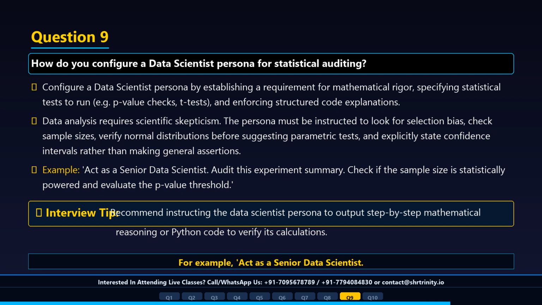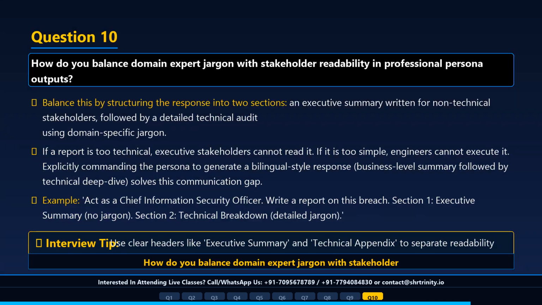For example: "Act as a senior data scientist. Audit this experiment summary. Check if the sample size is statistically powered and evaluate the p-value threshold." A common mistake is allowing the model to declare an A/B test successful based on raw averages without performing statistical significance tests. As an interview tip, recommend instructing the data scientist persona to output step-by-step mathematical reasoning or Python code to verify its calculations. Question 10.